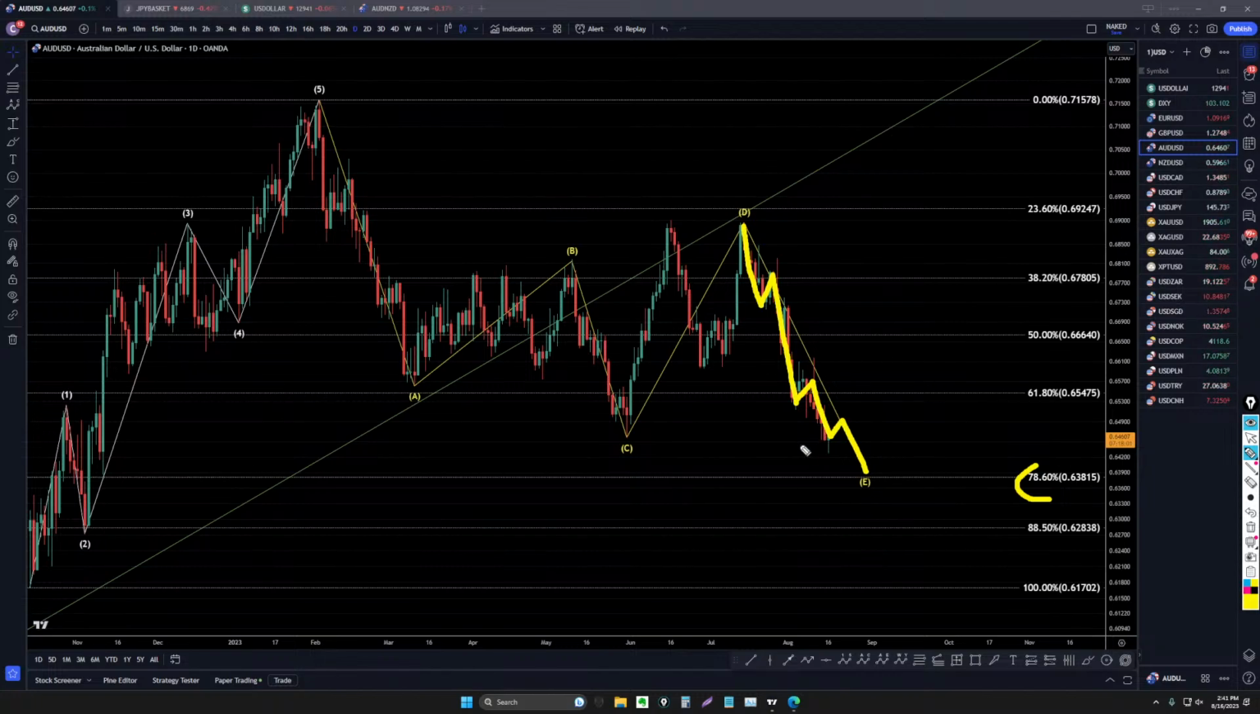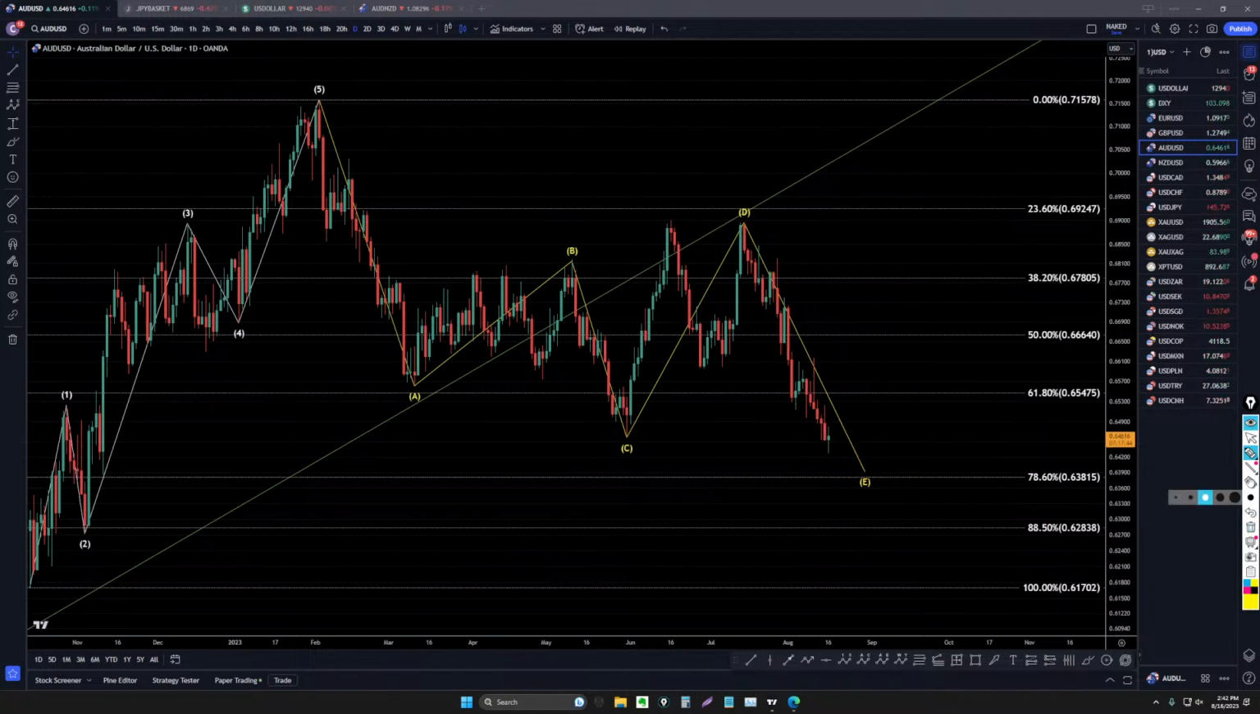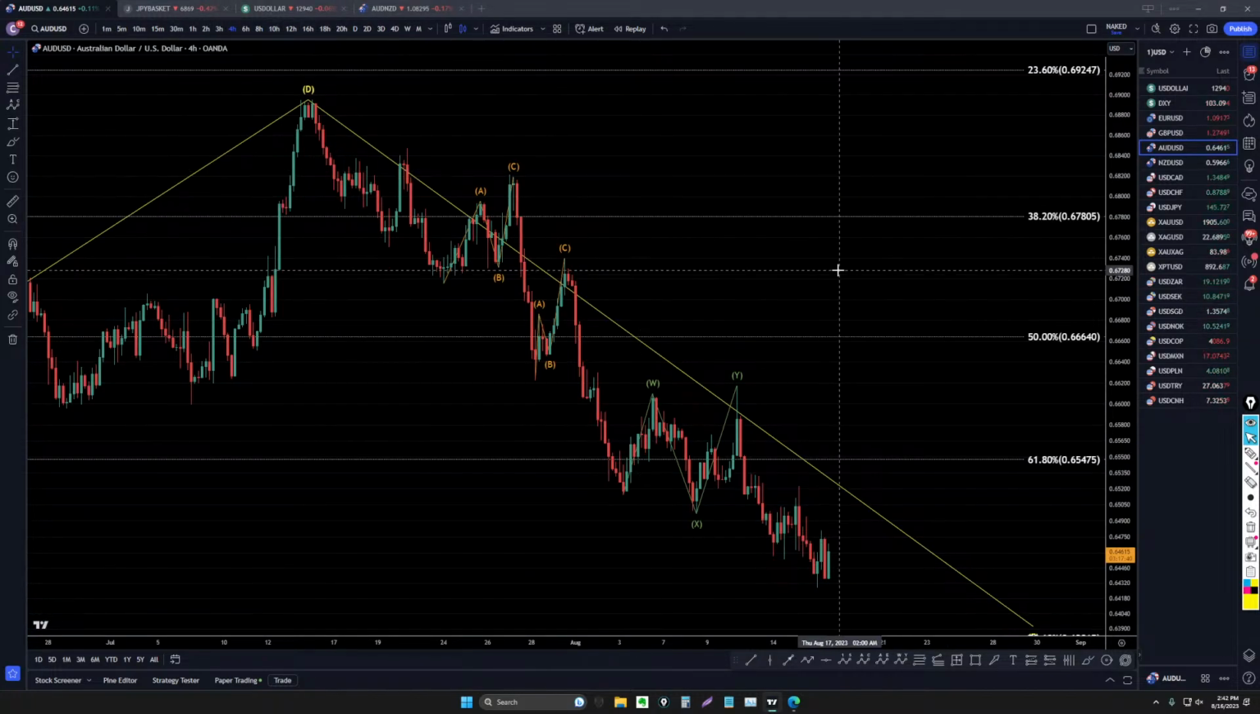Some of the dollar pairs look like this is actually a wave 3, and then we're going to go up and make a 4, and then go down and make a 5, like a 1, 2, 3, 4, and 5, before going down to this 78% Fibonacci extension before we actually do end up continuing back up, all part of this ABCDE. So let's take it down to the 4 hour time frame.